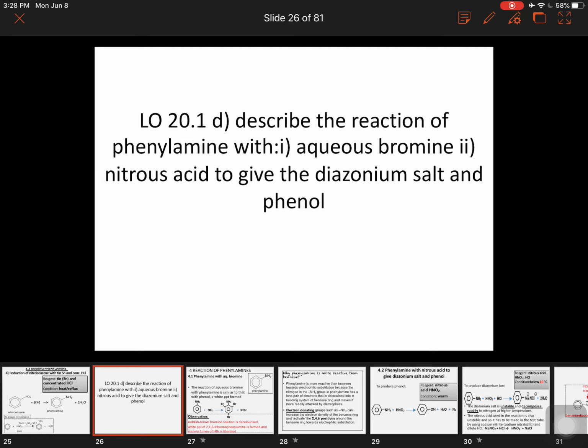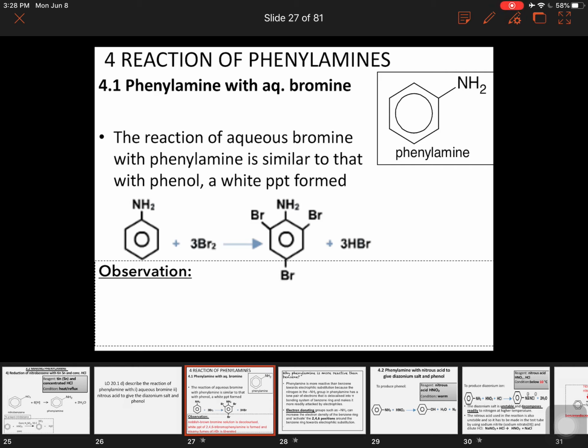Today we're going to continue with the reactions of phenylamine. So yesterday in the previous lesson we looked at the reactions to produce your alkylamines as well as your phenylamines. Okay. So your learning objective requires you to know the reaction of phenylamine with aqueous bromine as well as nitrous acid to give the diazonium salt. The second reaction is something that you have already done in topic 18. So the first reaction is the reaction of phenylamine with aqueous bromine.